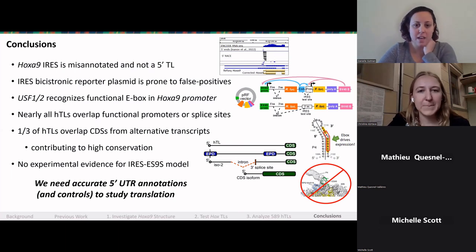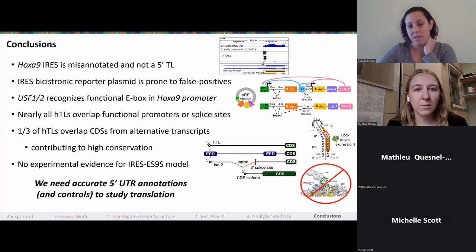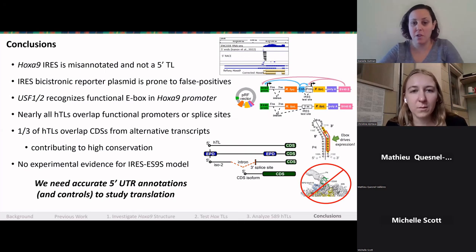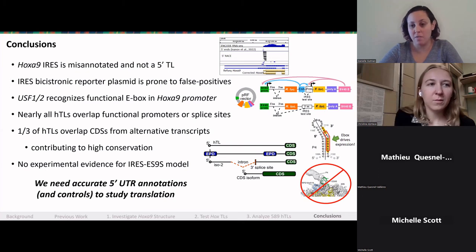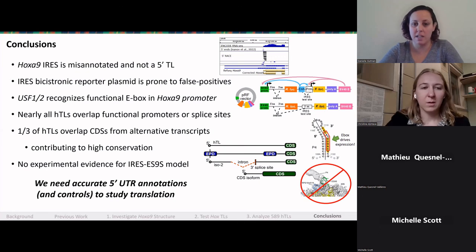Yes, I totally agree. Reminding that if anyone has any questions, you can send them directly to the chat to me. We do have a question. If it is known what led to the misannotation of specifically HOX genes, but also hyperconserved transcript leaders, historically, do you know why they were misannotated?